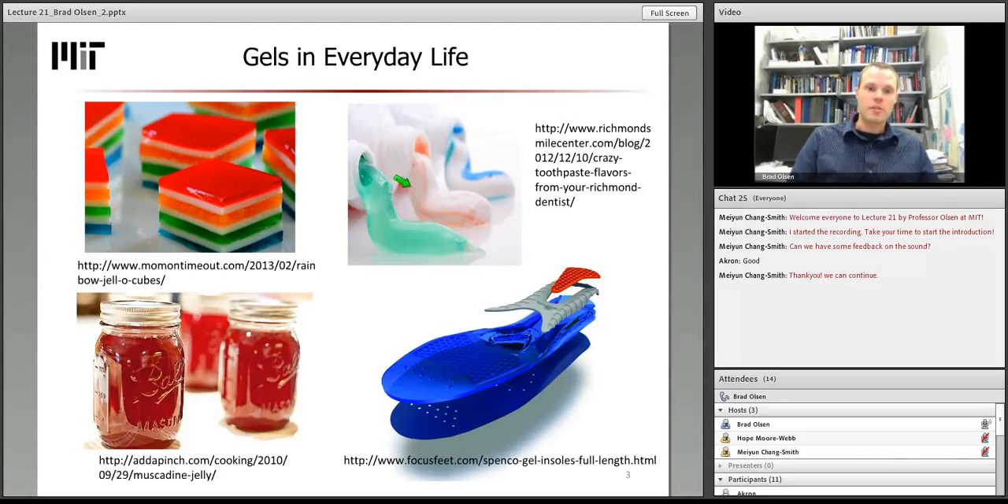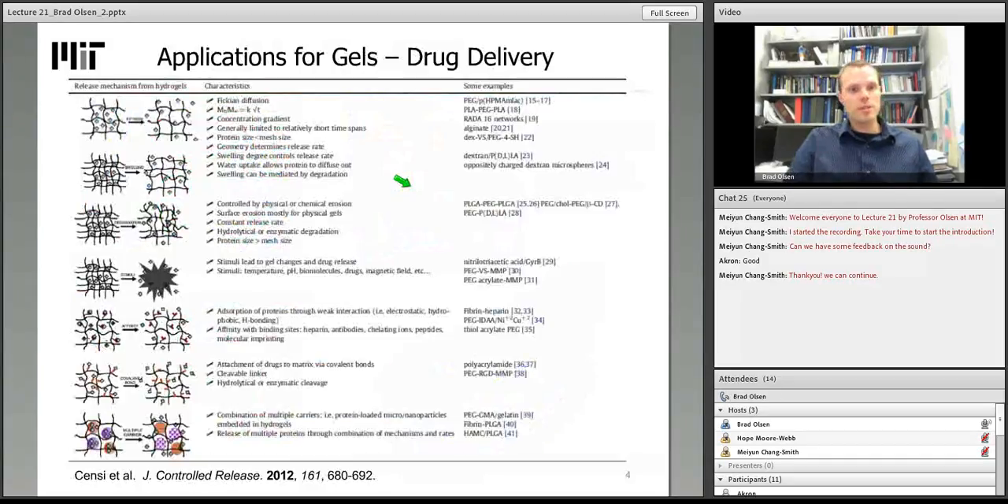Gels will typically have a modulus all the way down in the range of 100 pascals up to maybe hundreds of thousands of pascals, or approaching 1 megapascal is a typical range. So a very wide range of modulus, but much softer than most of the other structural materials that we're used to using and considering.